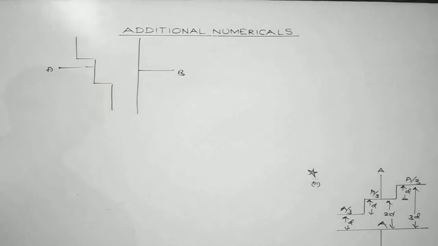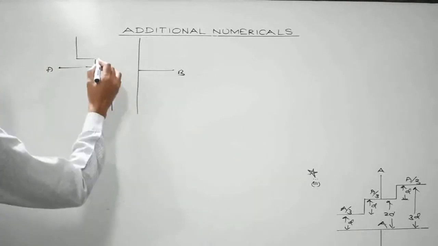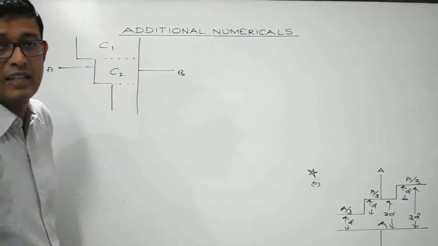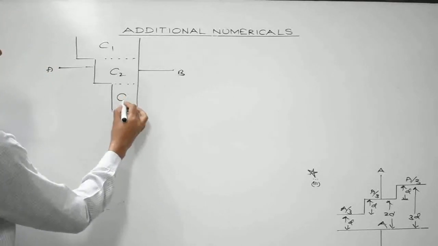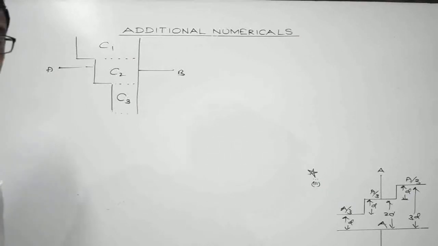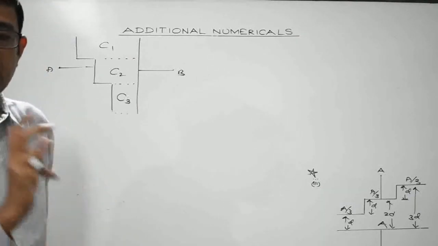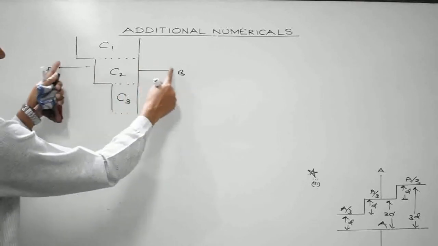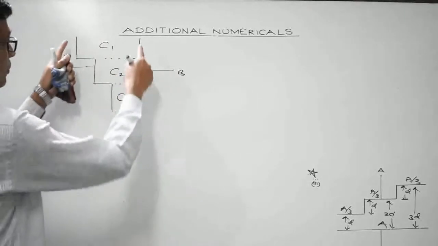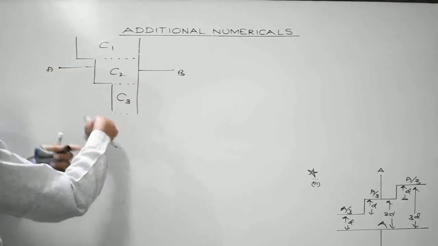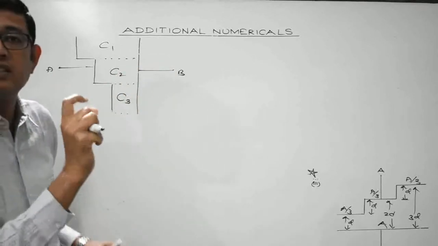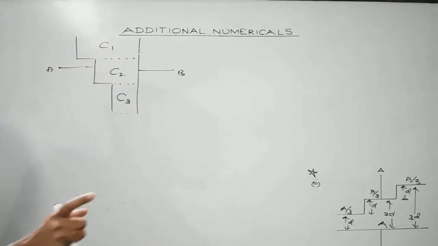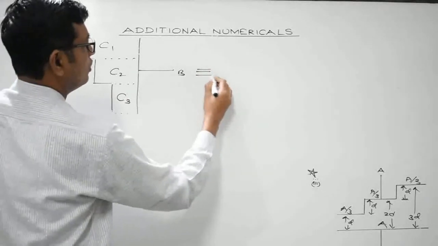This can be considered to be 3 capacitors connected in parallel. This is one capacitor of capacitance C1, this is of capacitance C2, and this one is of capacitance C3. Why are they connected in parallel? Because the plates of each of the capacitors are connected between the same 2 points A and B. So the potential difference across each of these 3 capacitors is the same as the applied voltage across points A and B. That is, V is constant. So it is equivalent to 3 capacitors connected in parallel.